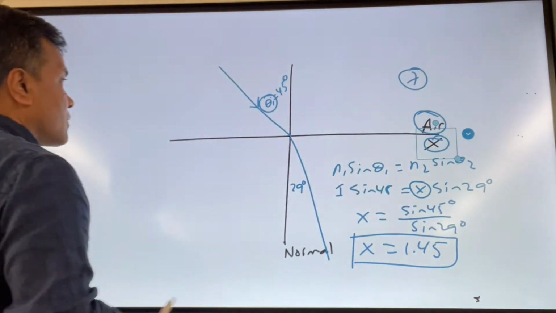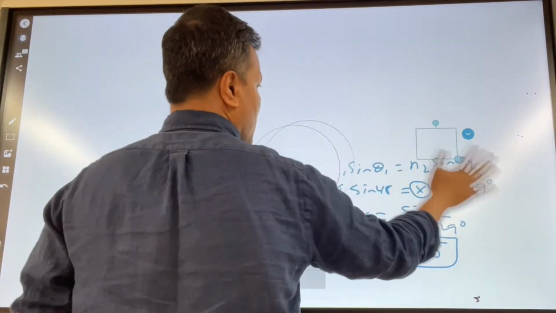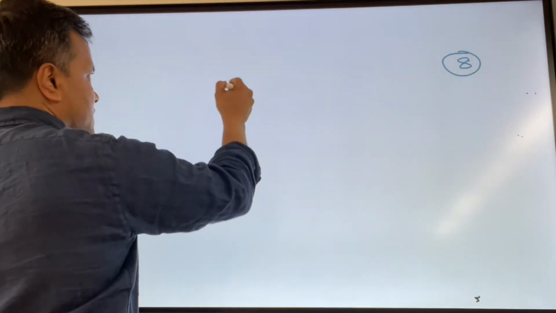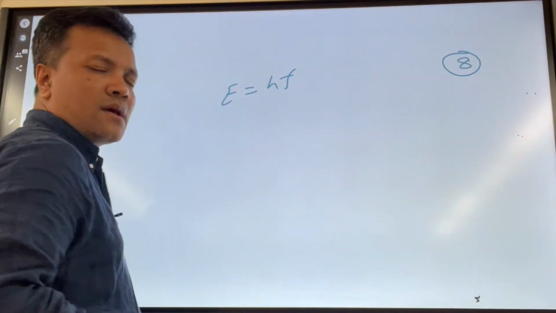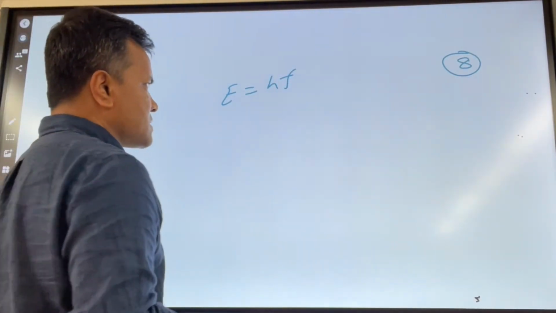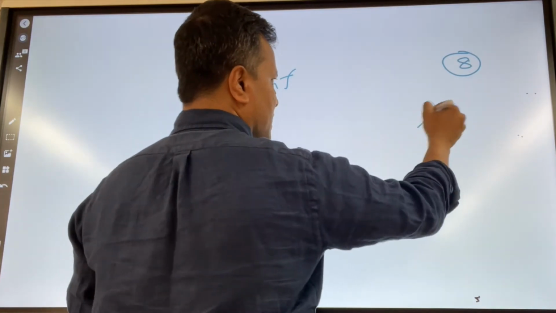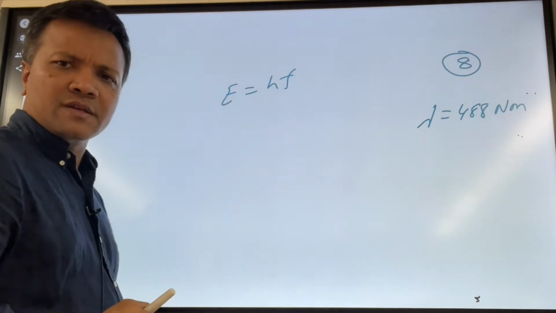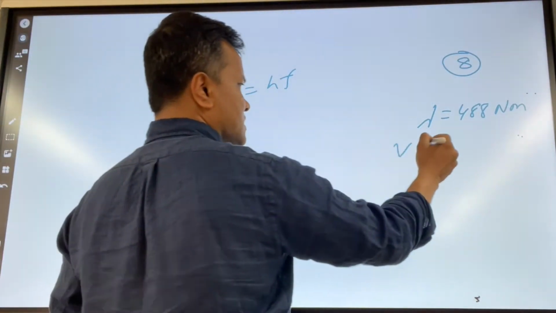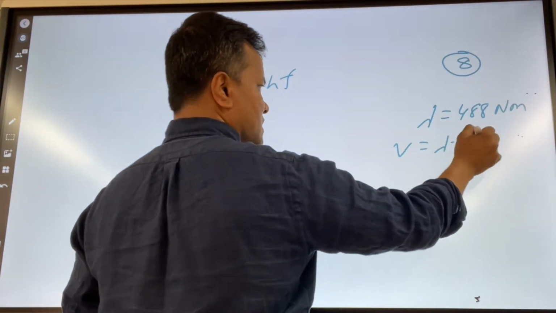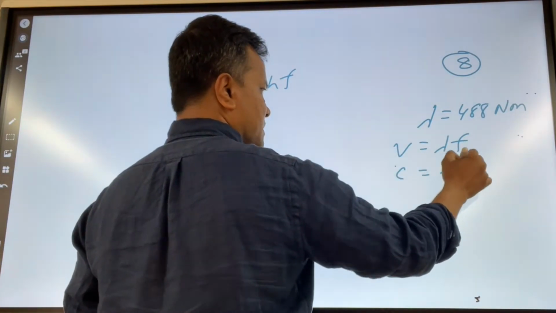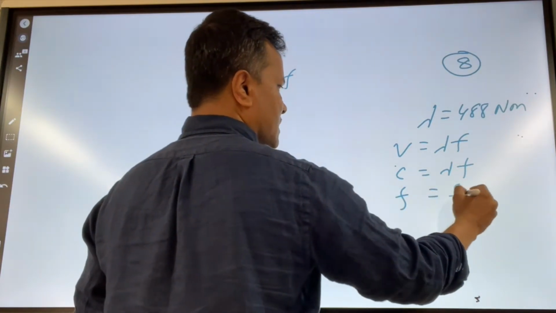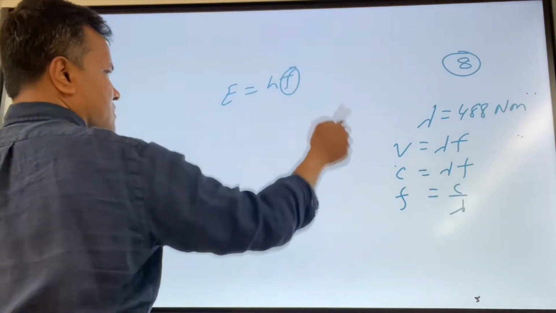Now go over problem number 8. So problem number 8 has to do with the energy. The energy is hf. Let's say you have only the lambda given. Lambda is 488 nanometer, and I want you to find the energy. How can you find it? One thing you know, that velocity C is lambda times frequency. So then the frequency is C over lambda.